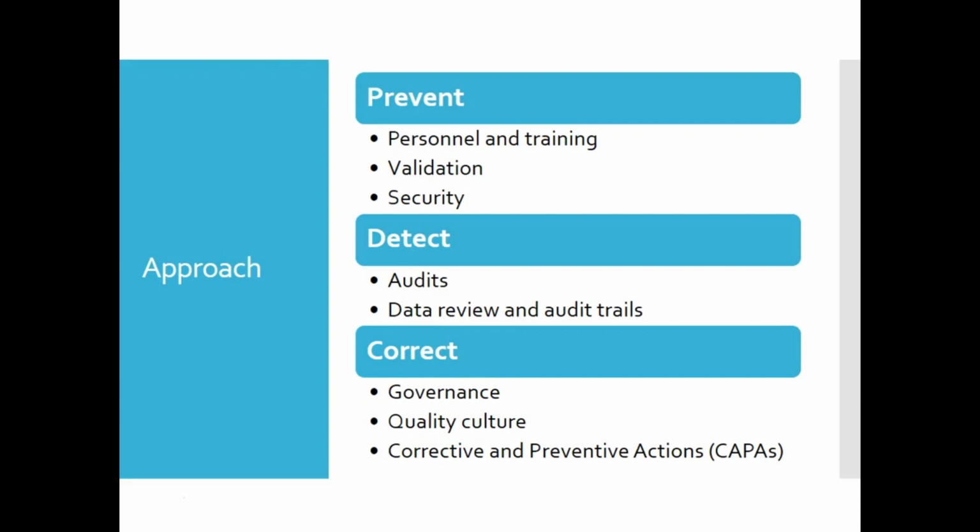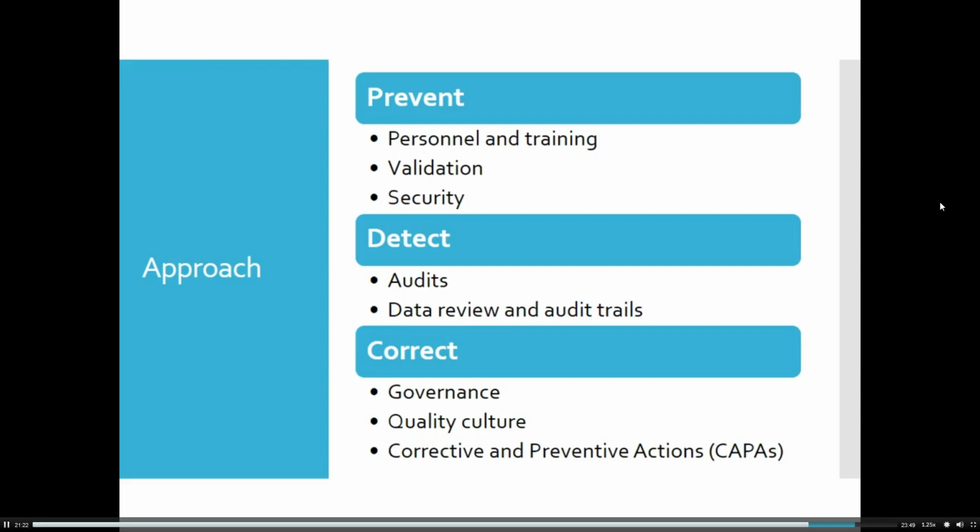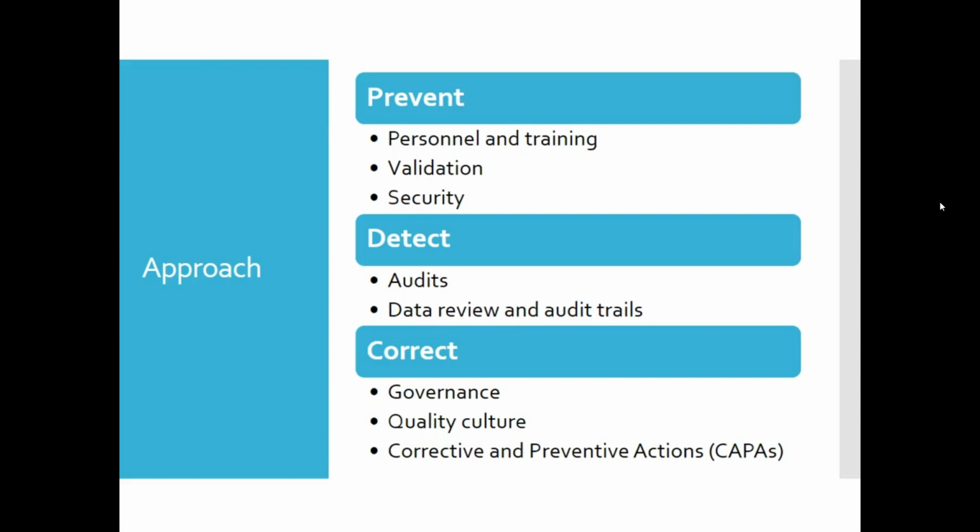Detect things then, so continual monitoring would include things like audits, so audit programs using auditors qualified by education, experience and training to evaluate systems used for collecting, analysing, reporting and retaining information and data. Data review, so good documentation practices, system audit trails and data audit trails, and finally correct.